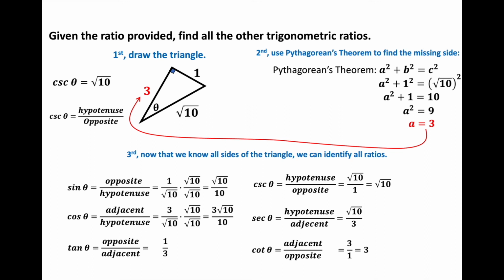You want to check this. It's a little bit of a process. First, I draw the triangle. Then I use Pythagorean's theorem to find the missing side. Then I can plug in my ratios. Make sure that you don't have any square roots on the bottom. We have to rationalize that denominator. And here are your answers.